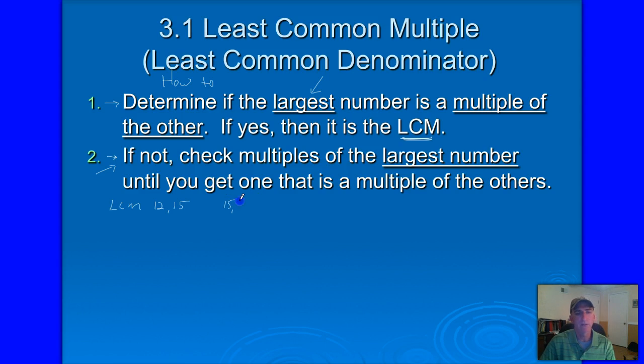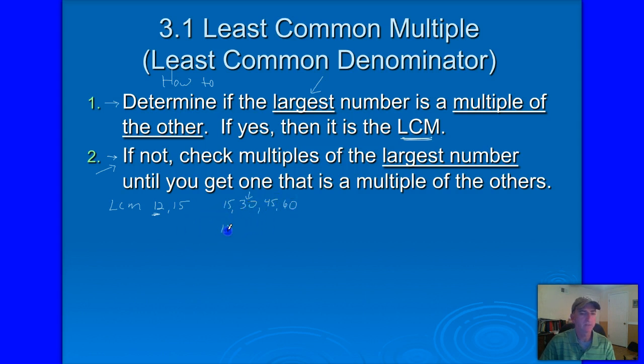So you've got 15, 30. And you're asking yourself, is 12 a multiple of that number? Well, 12 won't go into 30, so you keep going. The next multiple of 15 is 45, and 12 won't go into 45 because it's an odd number, you know right away. What about 60? I believe 60, 12 will go into.